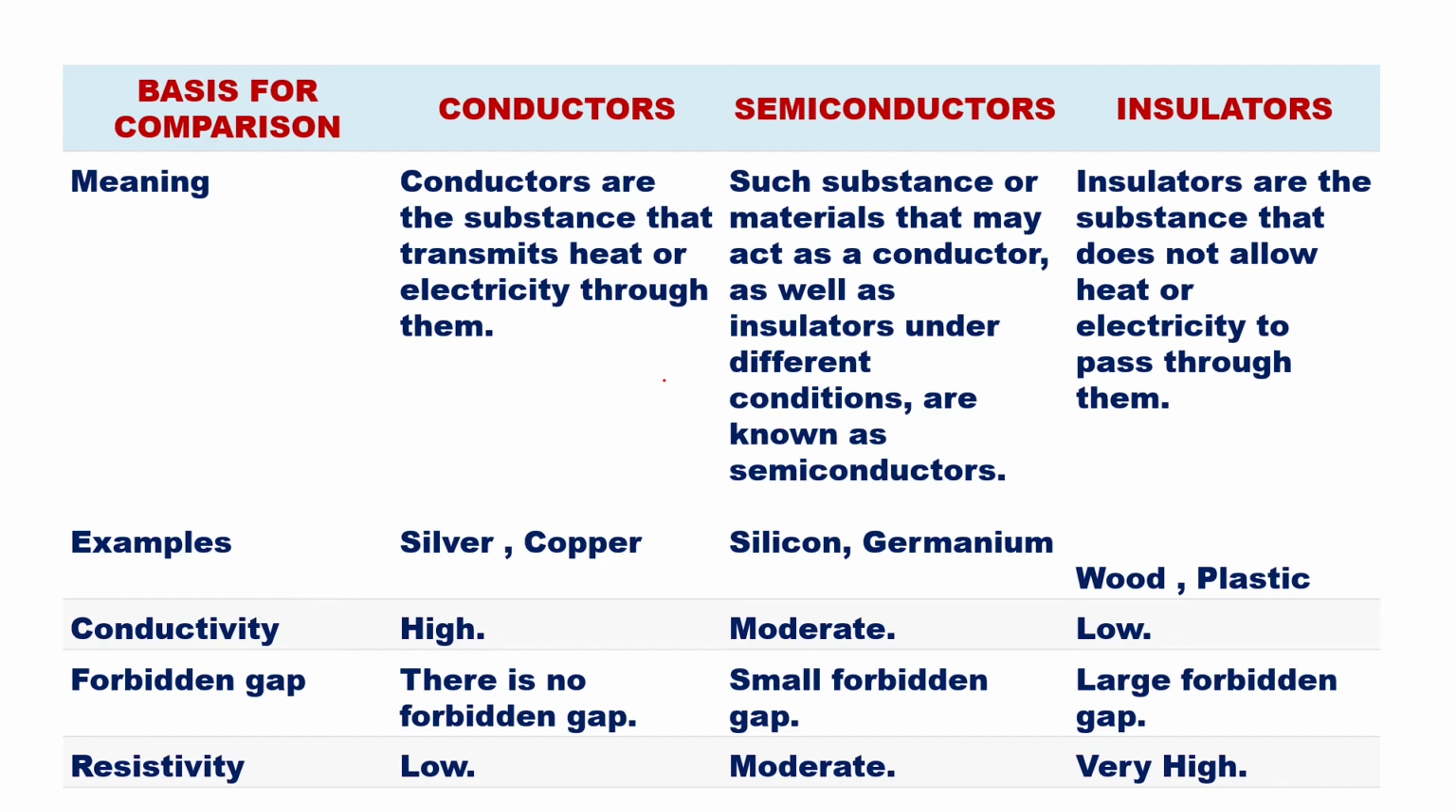If you speak about resistivity, which in turn gives you the resistance, that is the opposition to the flow of current, for conductors the resistivity is low. For semiconductors, it is moderate. And for insulators, it is very high.